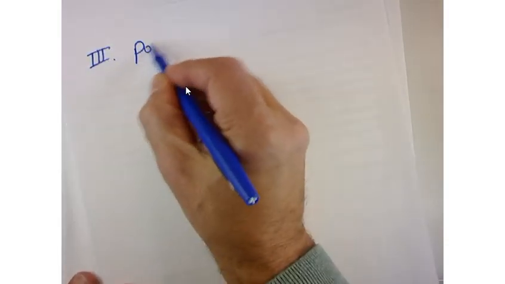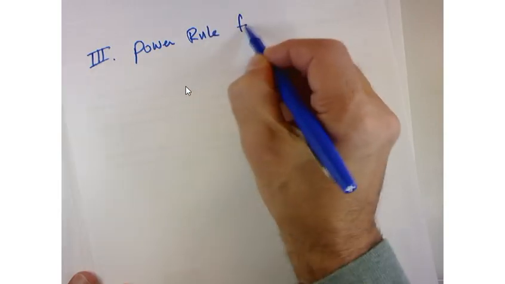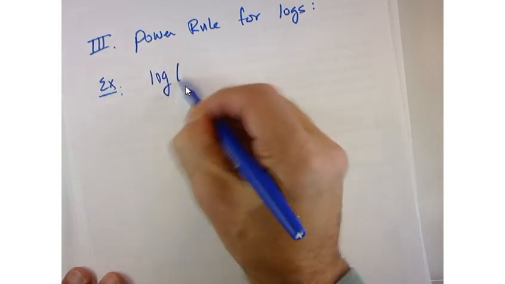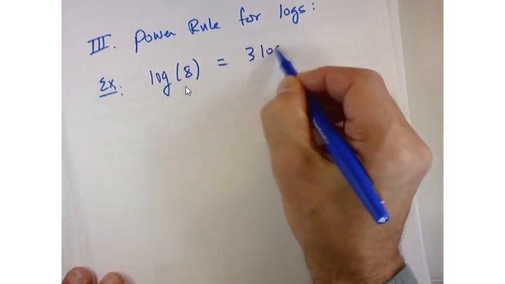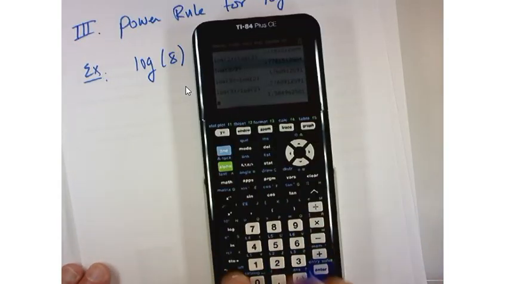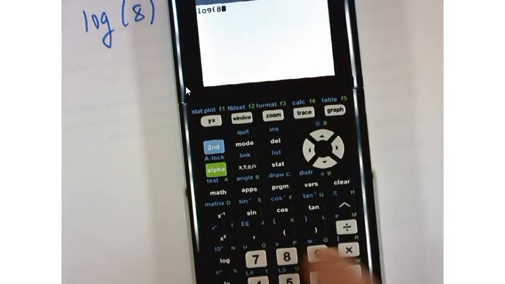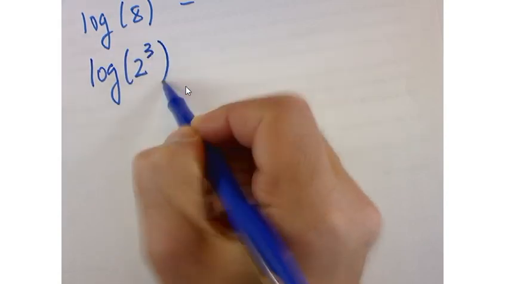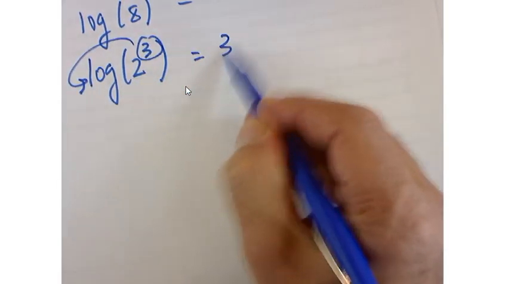Okay, then the third rule, which is called the power rule for logs. For example, log of 8 is actually 3 log of 2. Let's check our calculator. Log of 8 is 0.90308 and so on. 3 log of 2 is exactly that answer. So why is that? Because 8 is 2 cubed. And when you have an exponent, you can multiply it by the log. That's what this is about.